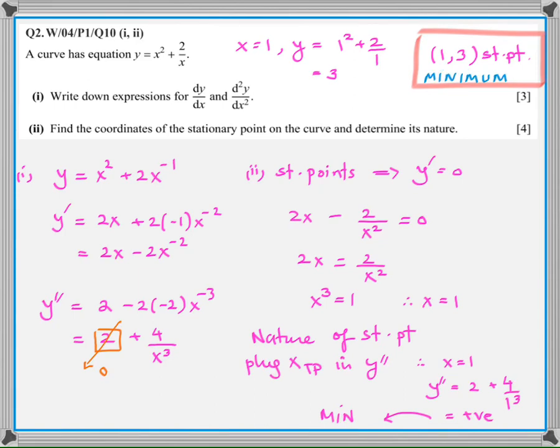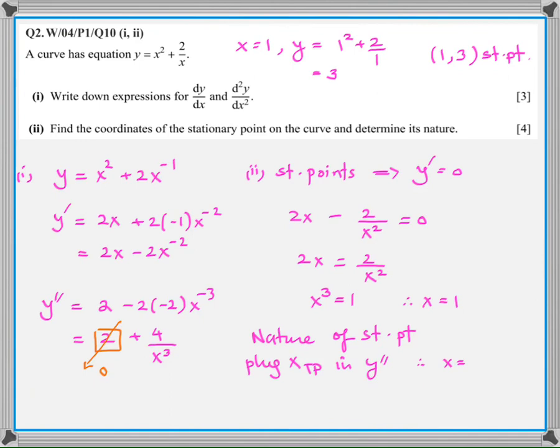Now let me correct myself. This thing is, the 2 has to be removed. When x is equals to 1, therefore y double prime is 4 over 1 cube, which comes out to be positive. Therefore this is a graph of a minimum. Therefore, this particular point, 1, 3, it is in fact a minimum point. So that thing is correct.